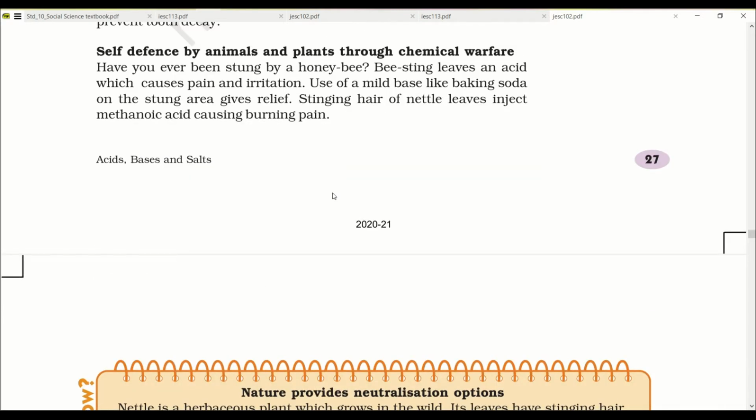Self-defense by animals and plants through chemical warfare. Have you ever been stung by a honeybee? Bee stings leave an acid which causes pain and irritation. Use of a mild base like baking soda on the sting area gives relief. Stinging hair of nettle leaves inject methanoic acid causing burning pain.